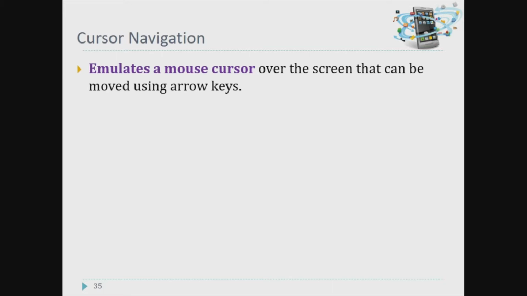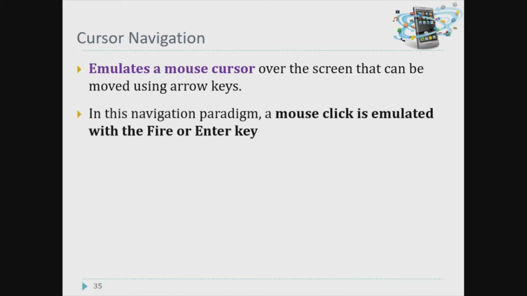Okay, we look at the cursor navigation first. This one emulates a mouse cursor. We use a mouse cursor over the screen that can be moved using the arrow keys. This one is based on the previous phone that we have, with a keypad. The current phone, certain smartphones and mobile devices, also have the keypad. So we use the keypad in order to move the cursor up, down, to the left, to the right.